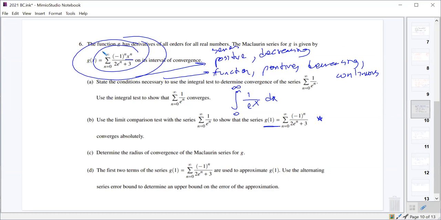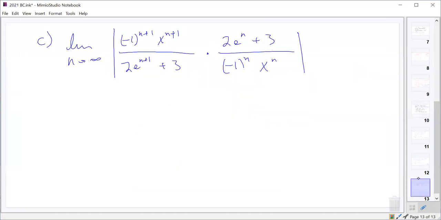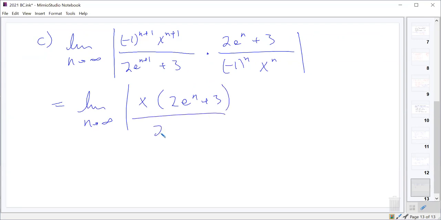All right. Let's see here. So what do we need to do? We need to simplify this down as much as we can. This becomes the limit as n approaches infinity. Negative 1 to the n plus 1 and negative 1 to the n with the absolute value are just 1, so we can ignore those. x to the n plus 1 over x to the n is just an x in the numerator. So we got x times 2e to the n plus 3 over 2e to the n plus 1 plus 3.